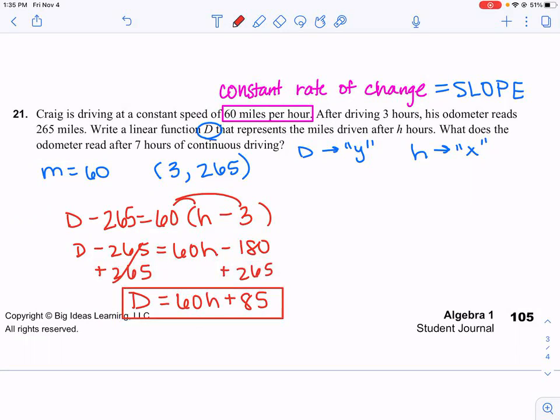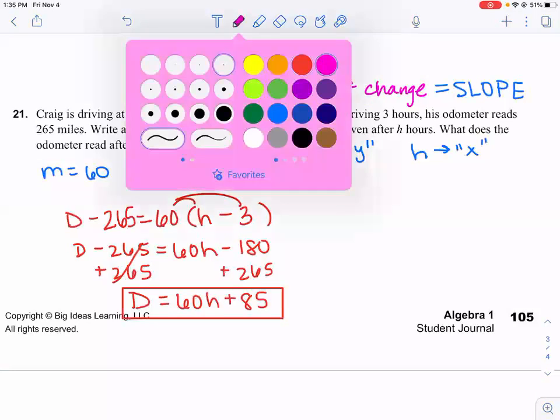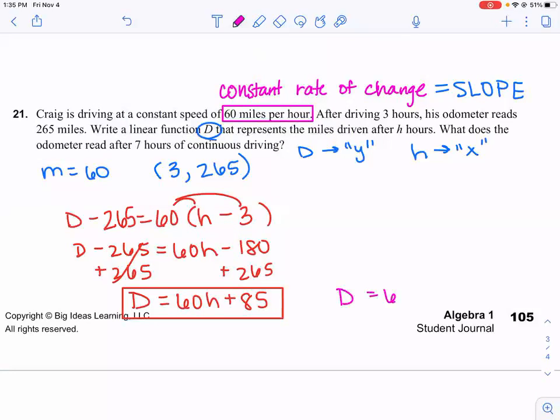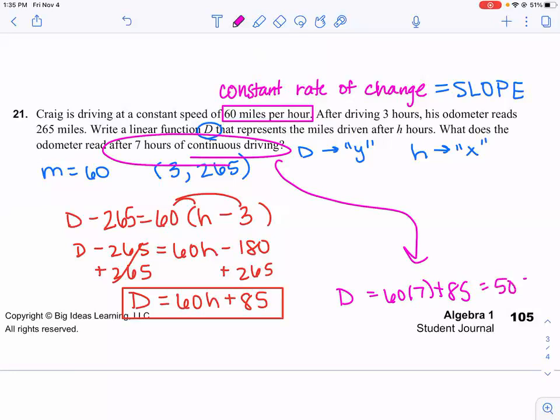Now, what does the odometer read after 7 hours of driving? How do I find that out? You replace h with 7. Okay, for this, we're gonna plug 7 in for h. To get 505 miles.